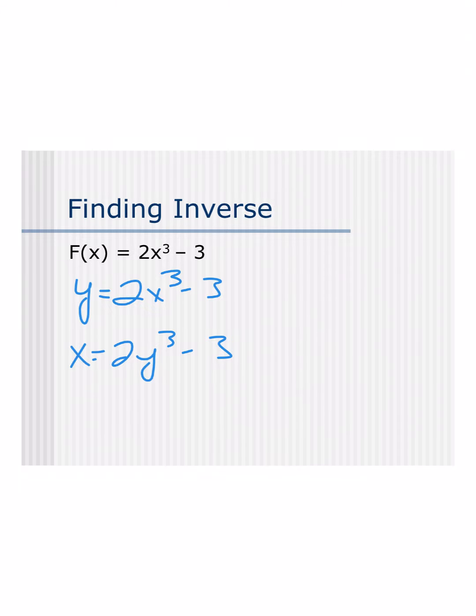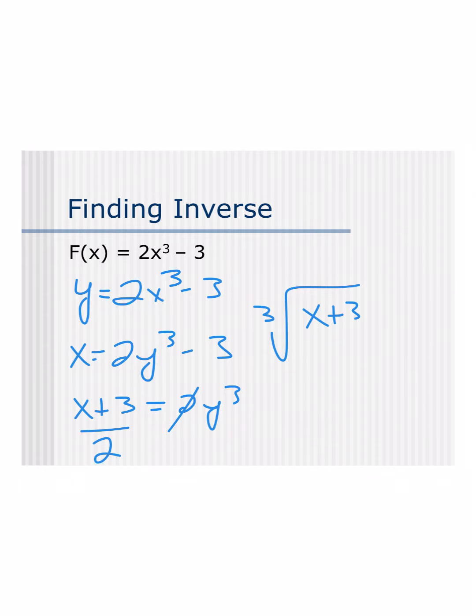The first step would be to add 3 to both sides. Then I can divide everything by 2. And finally, I'm going to take the cube root. What I get is the cube root of (x plus 3) over 2 equals y. And that is going to be my inverse.